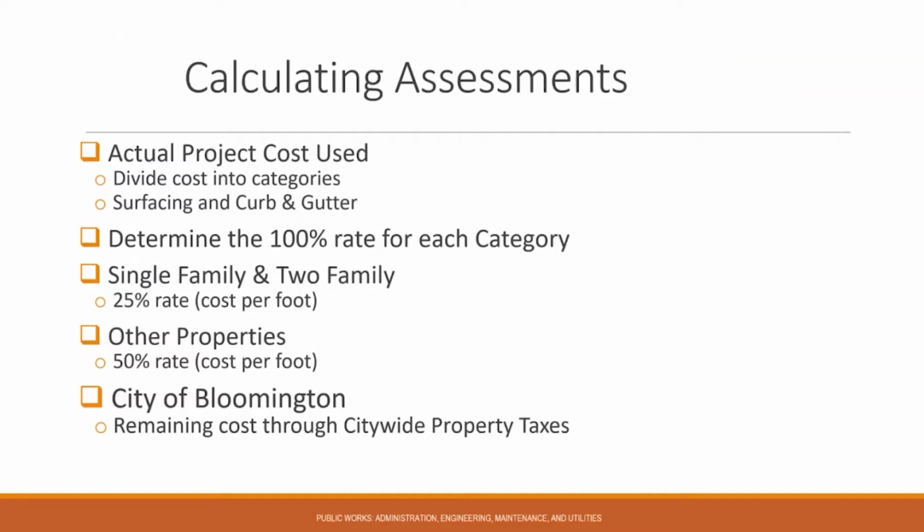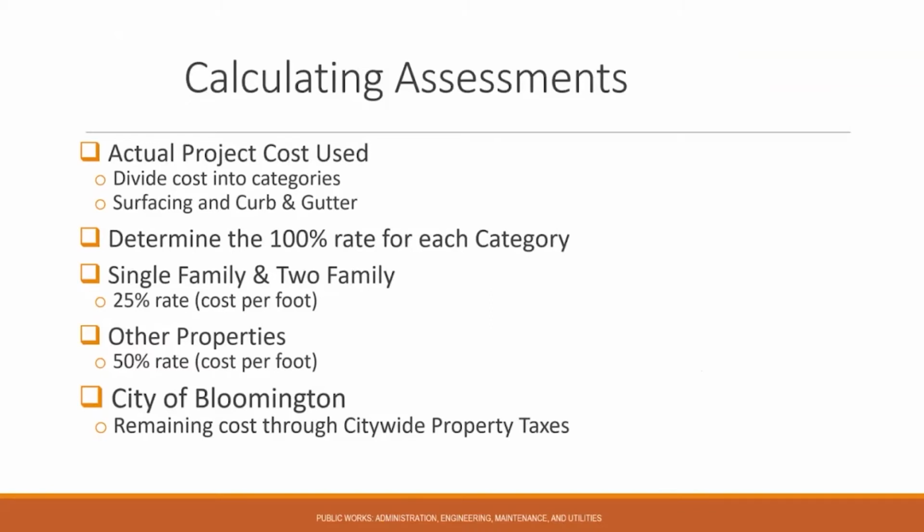So we would determine the cost of both those improvements, and then from that we would determine a 100% rate for each of those improvements. That 100% rate would equal the cost that would need to be assessed to the adjacent properties to cover the entire cost of that improvement.